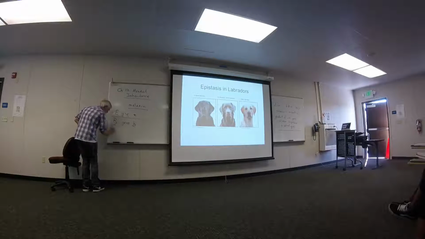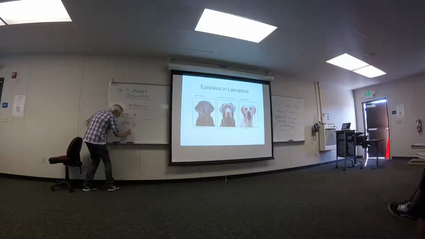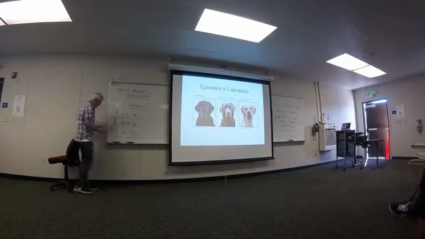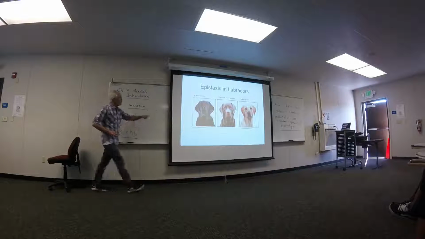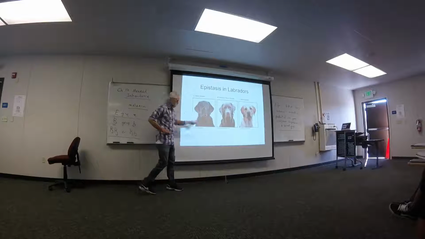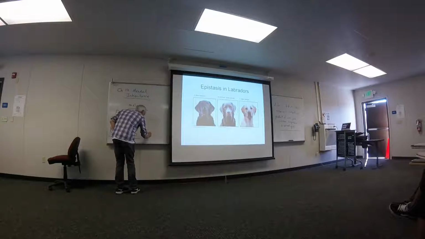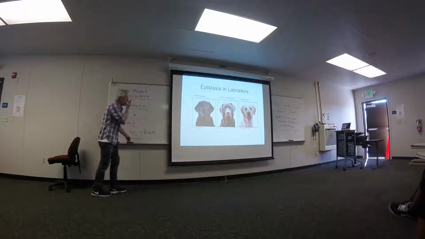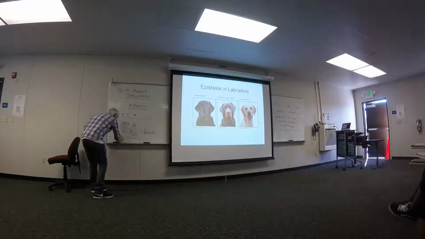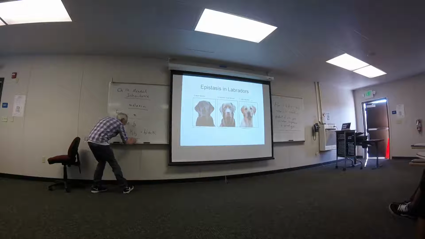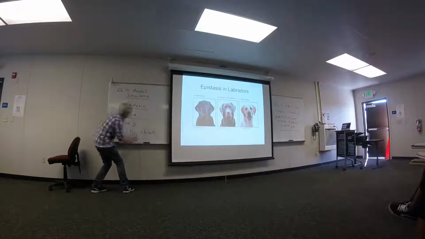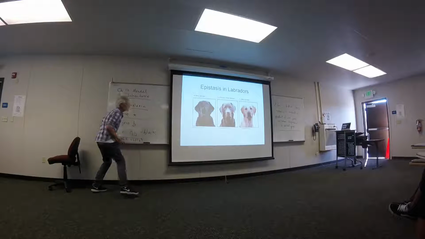So for a lab, if you have one dominant allele, you're going to be black. Okay? If you're homozygous recessive, you're going to be chocolate. Chocolate. Okay? Can I spell chocolate?